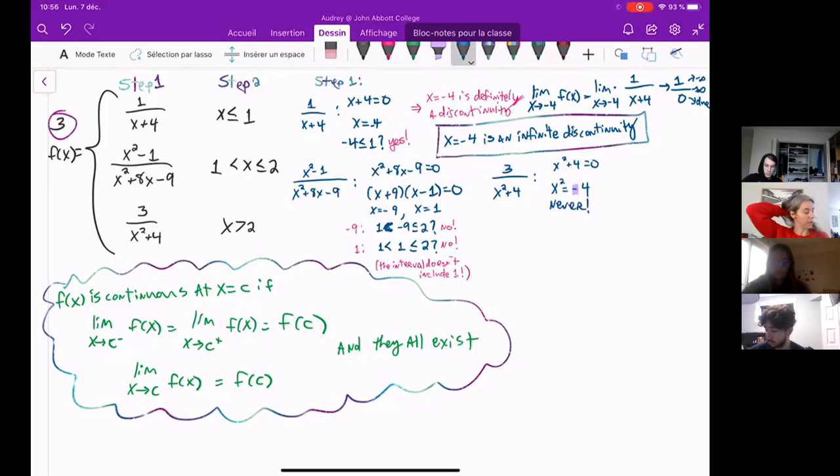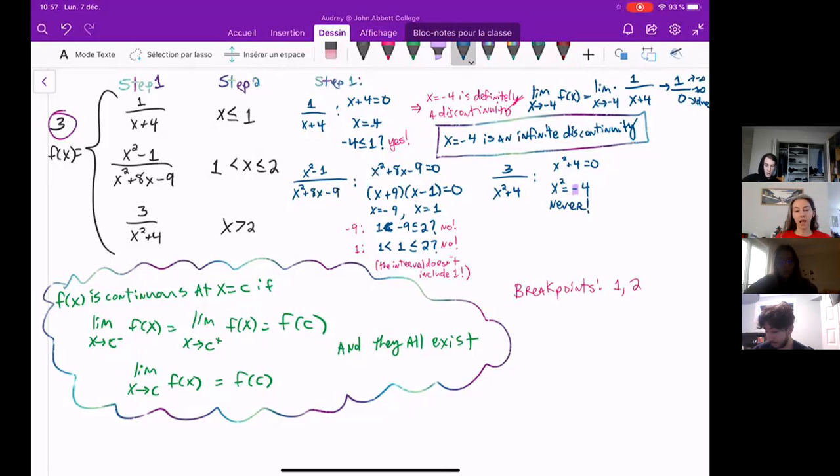How many discontinuities did I find in step 1? 1. What's my step 2? Label the left and rights of each x value. Yeah, let's go do that. Okay, so here, what are my breakpoints? 1 and 2. You got it. So my breakpoints are 1 and 2.